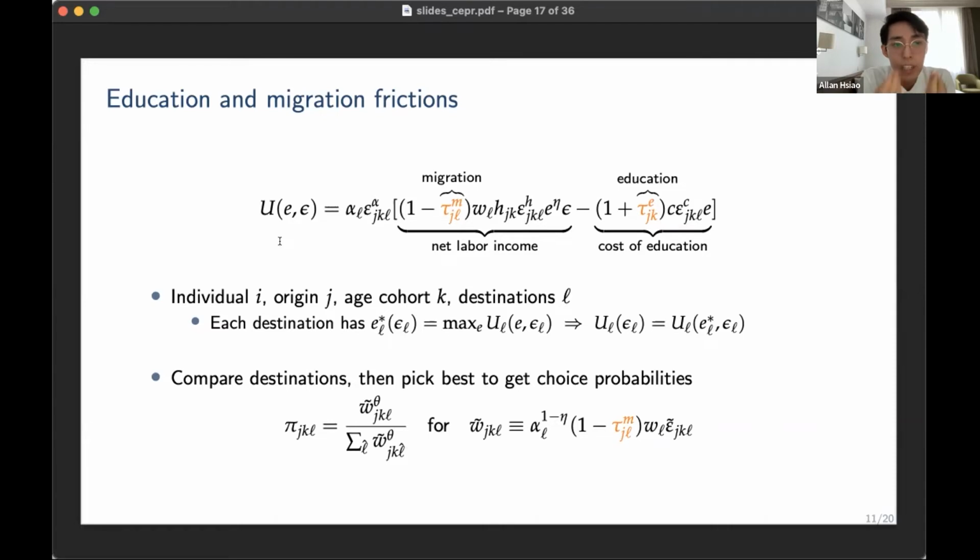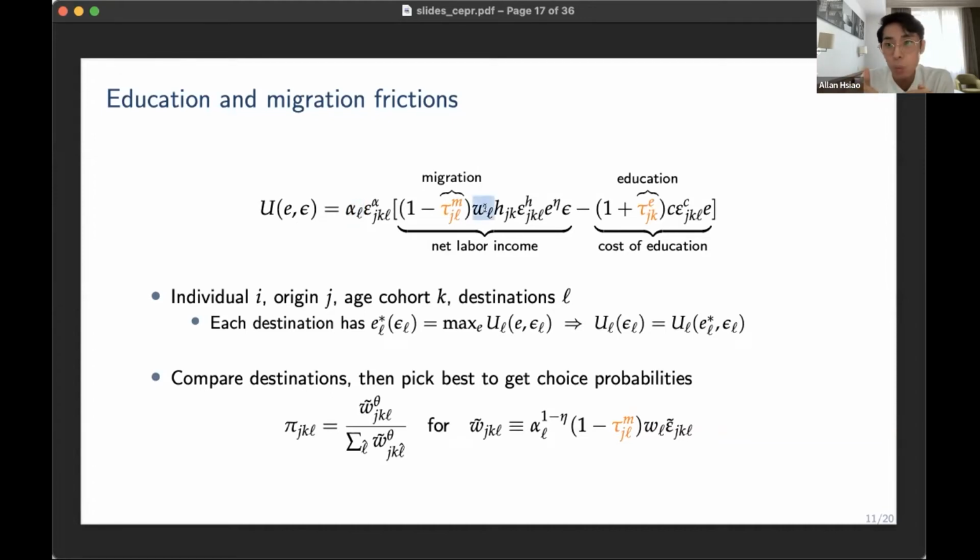So let's think about an individual I from place J in a given age cohort K going to destination L. And this is the utility conditional on going to L. This is what you get. So you get amenities of L. If the place is good, more people want to go.